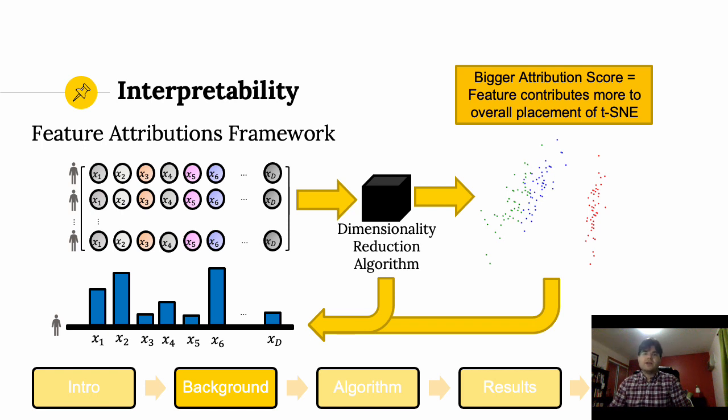Then we're going to take some aspects of the dimensionality reduction algorithm as well as some aspects of the overall final embeddings, and we can compute scores, one score per feature. And each of these scores will be different for each individual. So we've only displayed one in this case. And a bigger attribution score can be interpreted as that the feature contributes more to the overall placement of t-SNE.